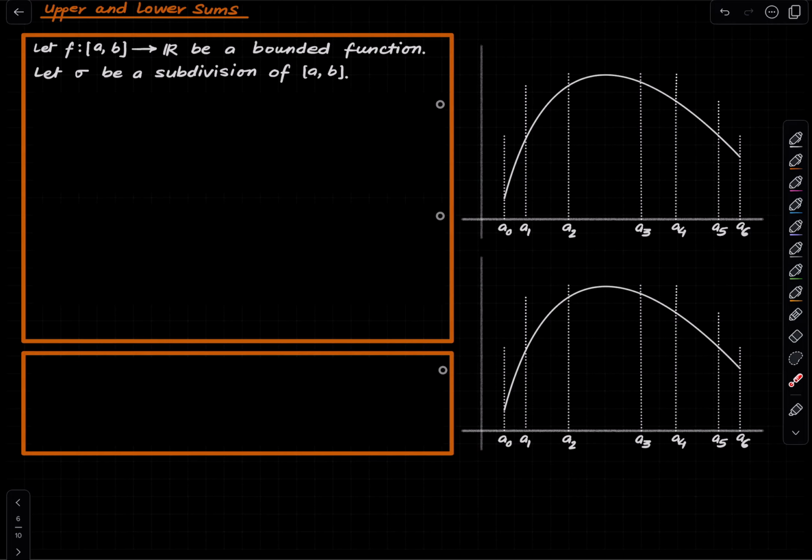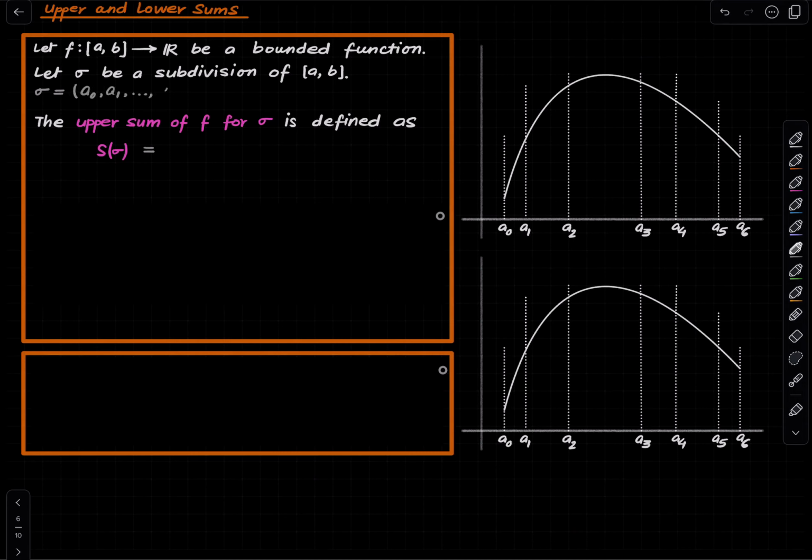So the same setting, we have a function f defined on the closed interval [a, b], and it is a bounded function again. We fix a subdivision of [a, b], and I haven't given any names to the elements here, so let me see if I can manage some space. Yeah, so I'll just take sigma as a_0 up to a_n as usual. That is sigma. And now we define the upper sum of f for the subdivision sigma.